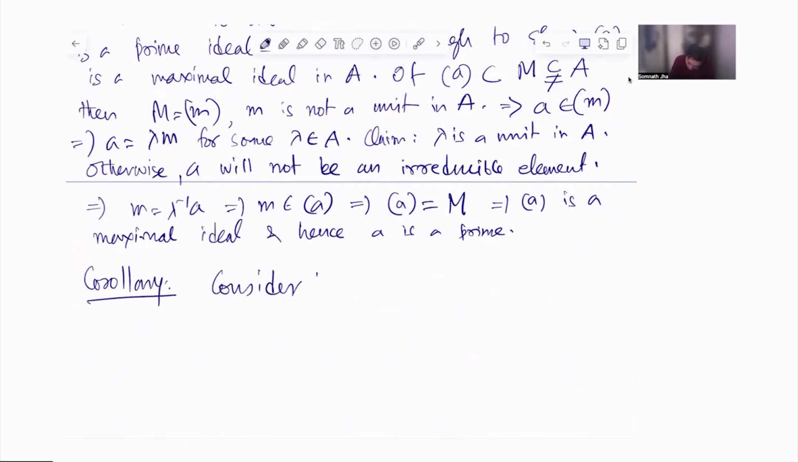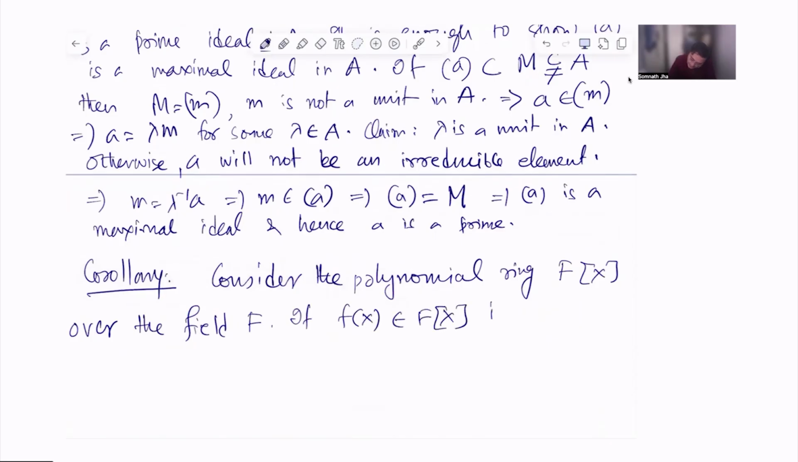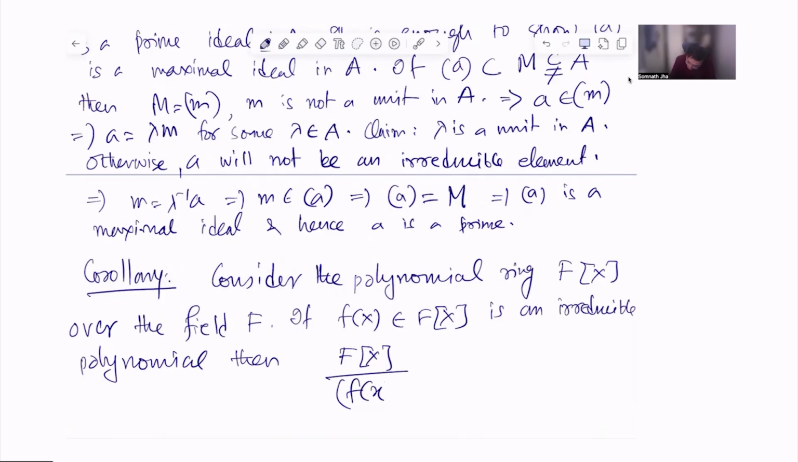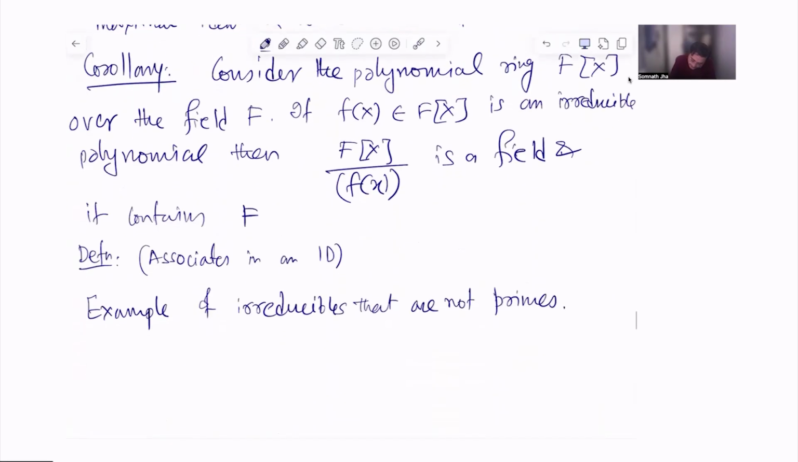So in particular, a corollary of this is important. Consider a field F, and consider the polynomial ring F[x] over the field F. If f(x) is an irreducible polynomial, then F[x] mod f(x) is a field, and it contains F. So from F, you can make it more precise.